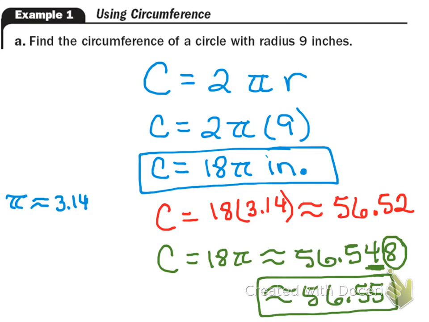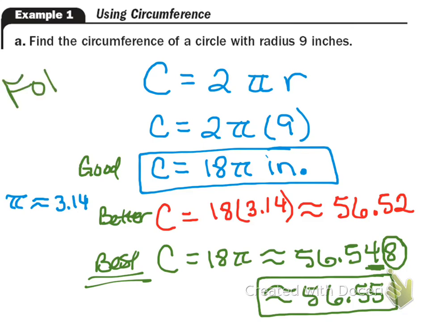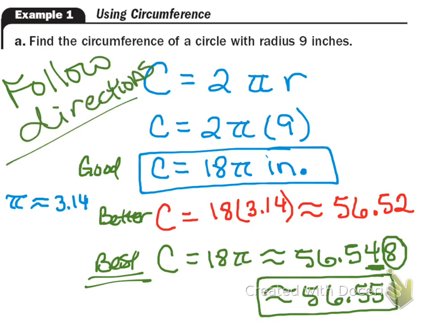In my class, I call this the good, better, and best answers. What I want you to do in my class is always follow directions. Always follow directions. I only want you to leave the answer in terms of pi if the directions tell you to leave the answer in terms of pi.